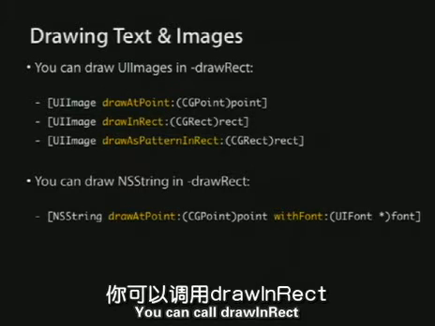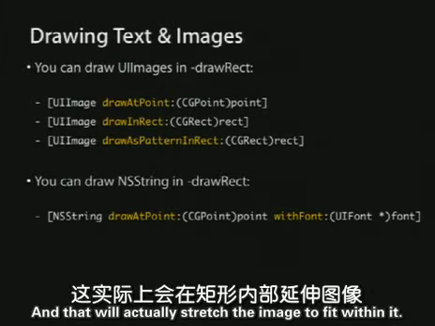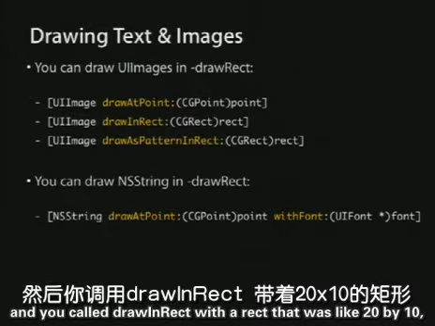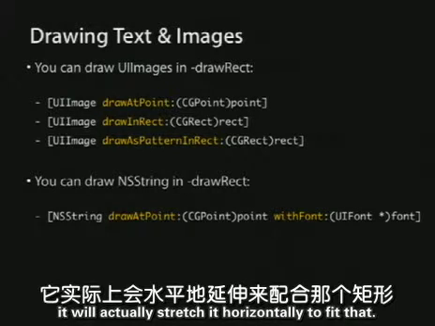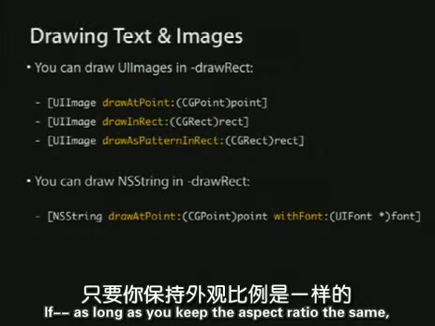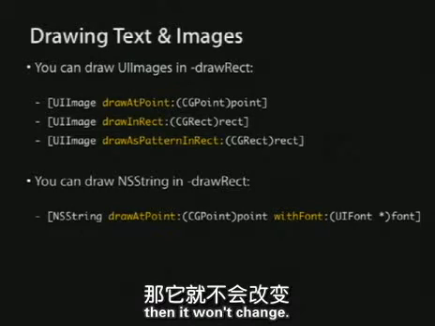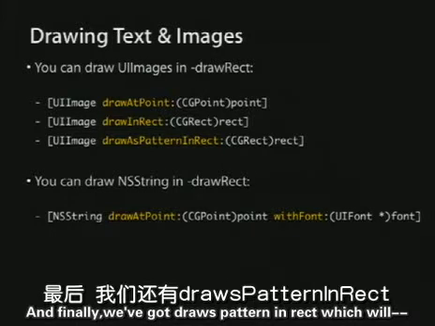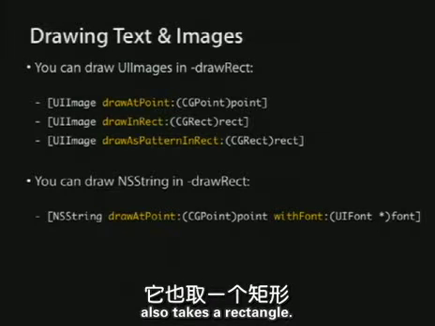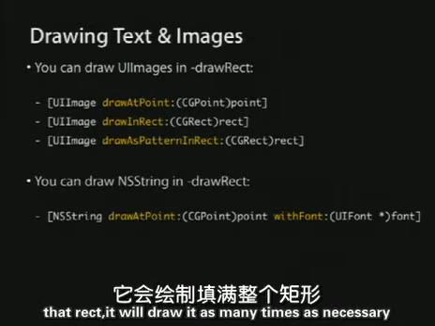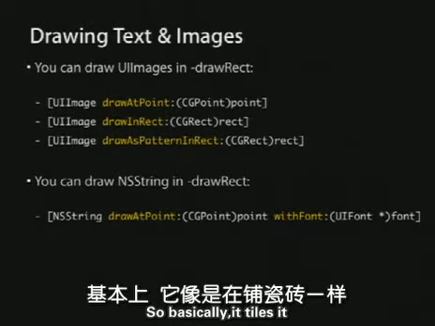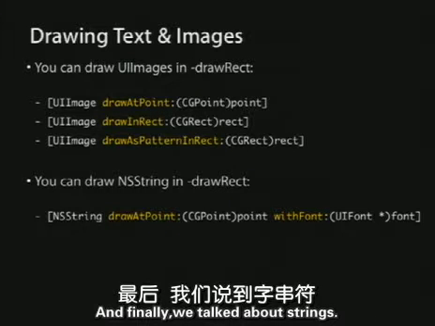You can call drawInRect, which will let you specify a rectangle in which to draw, and that'll actually stretch the image to fit within it. So if you had a 10 by 10 image, and you called drawInRect with a rect that was like 20 by 10, it'll actually stretch it horizontally to fit that. As long as you keep the aspect ratio the same, then it won't change. It won't look squished or anything. But you actually can squish them that way. And finally, we've got drawAsPatternInRect, which also takes a rectangle. But in this case, instead of stretching the image to fill that rect, it'll draw it as many times as necessary to fill the entire rectangle. So basically, it tiles it to fill the entire rectangle that you specify.